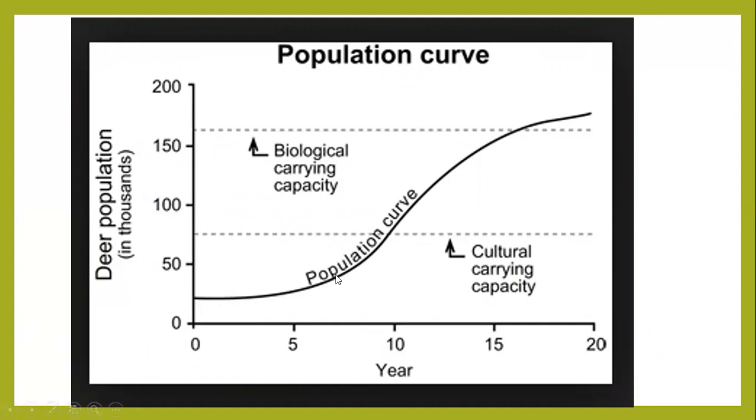So here's your population curve, right? Like this. Biological carrying capacity would say that we can have about 150,000 deer. Cultural carrying capacity says that we can have maybe 75,000 deer.